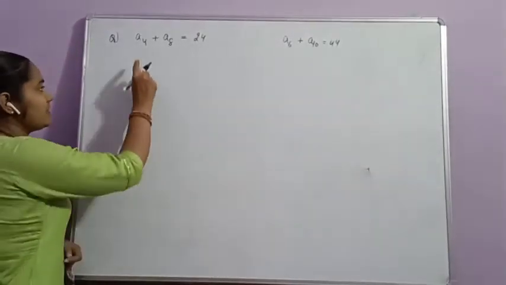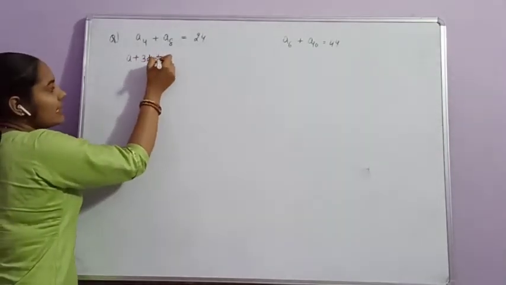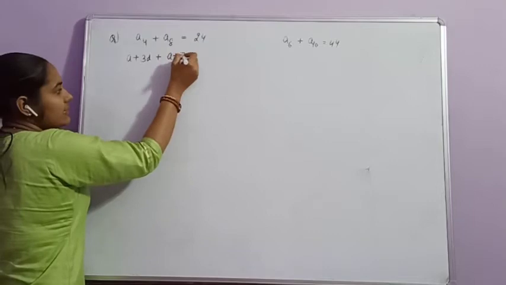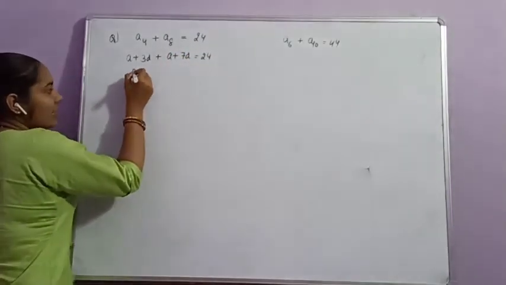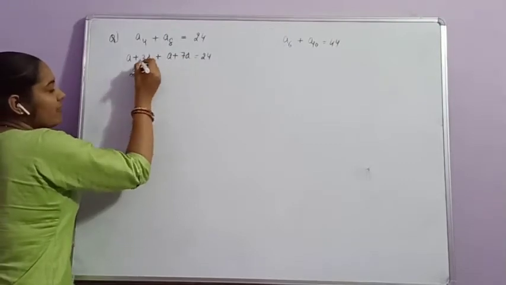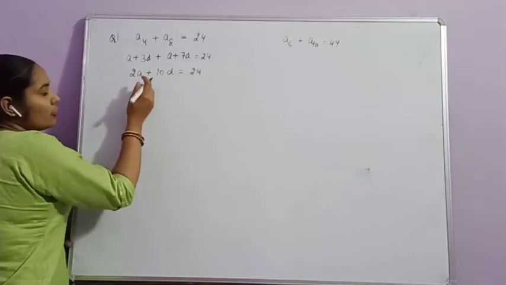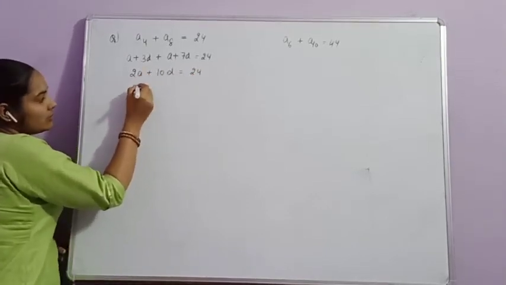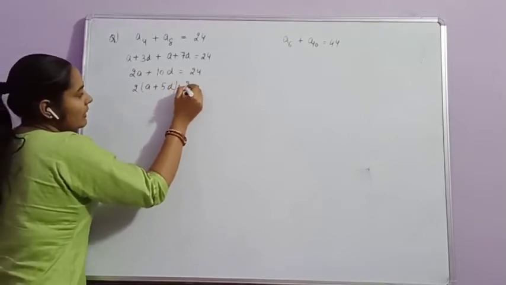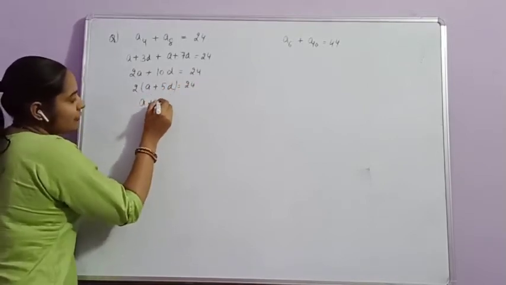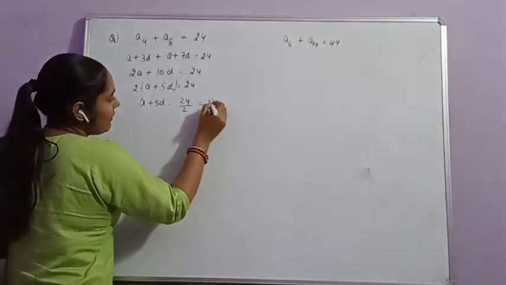To find first three terms, firstly we have to find value of A, that is first term, and second one is D, common difference. We know that A4 can be written as A plus 3D. Similarly, A8 can be written as A plus 7D. That is equal to 24. A plus A, 2A plus 7 plus 3, 10D is equal to 24. 2 can be taken common. 2 into A plus 5D, that is equal to 24. Then A plus 5D is equal to 24 by 2, that is equal to 12.